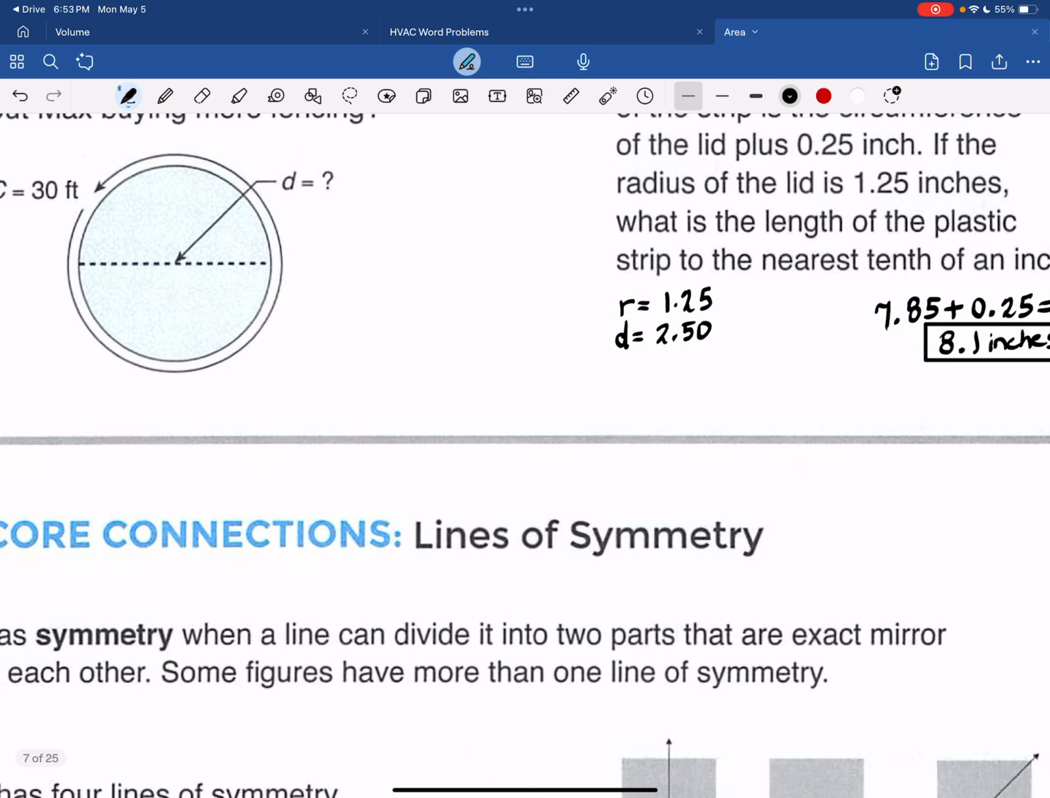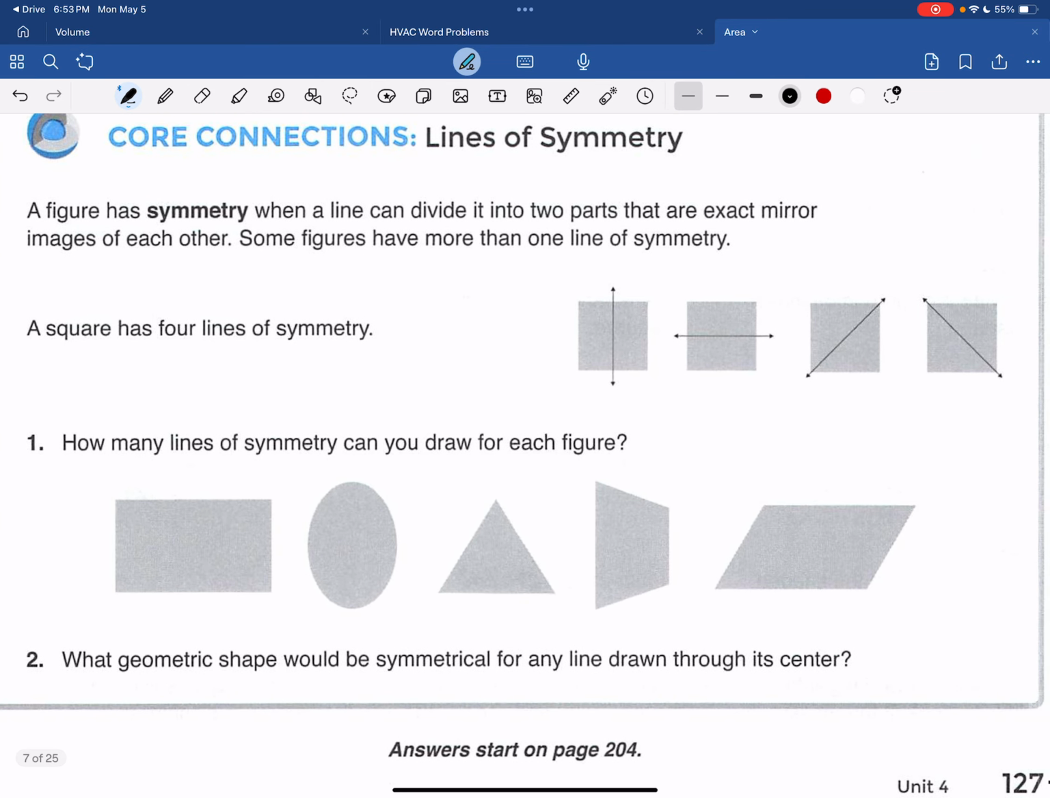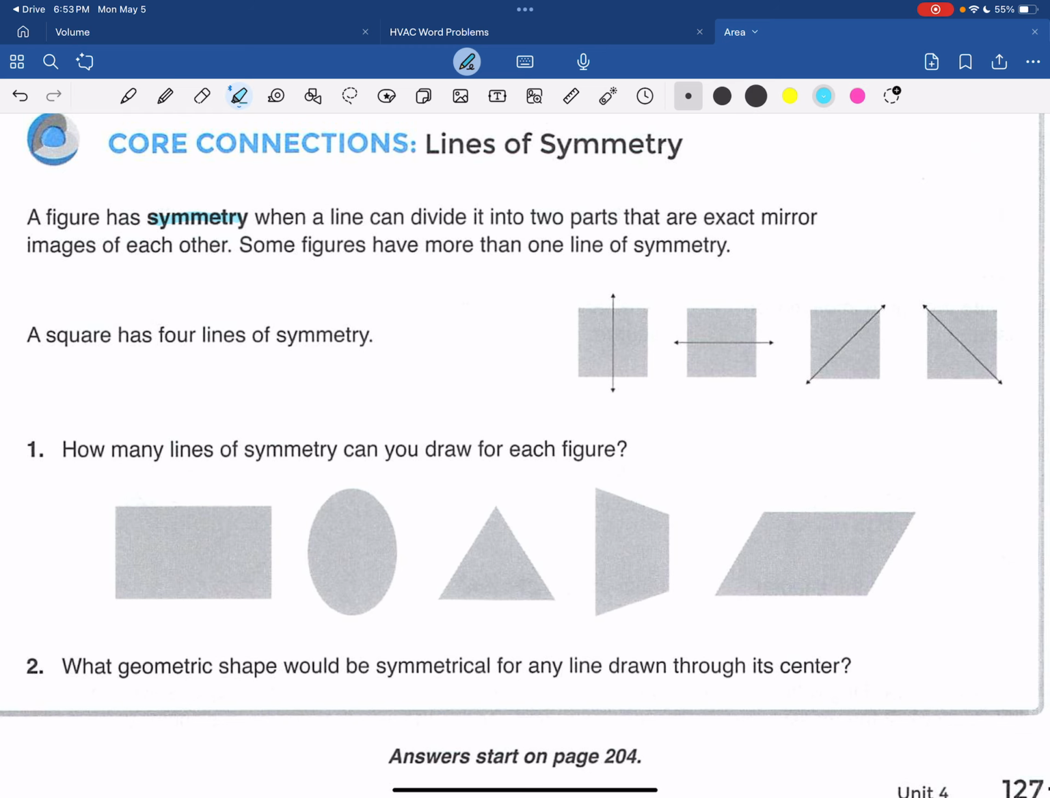Okay, at the bottom, we're looking at some more terms. I'm not sure that this is going to be relevant to what you're going to do, but I do want to cover this in case anyone wants to know it. A figure has symmetry when a line can divide it into two parts that are exact mirror images of each other. So symmetry relates to mirror imaging.